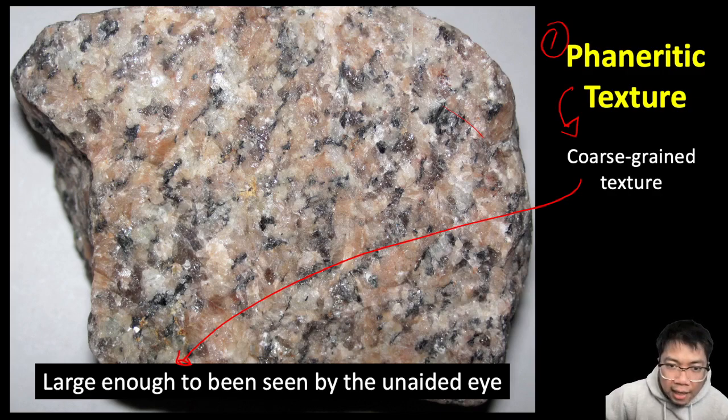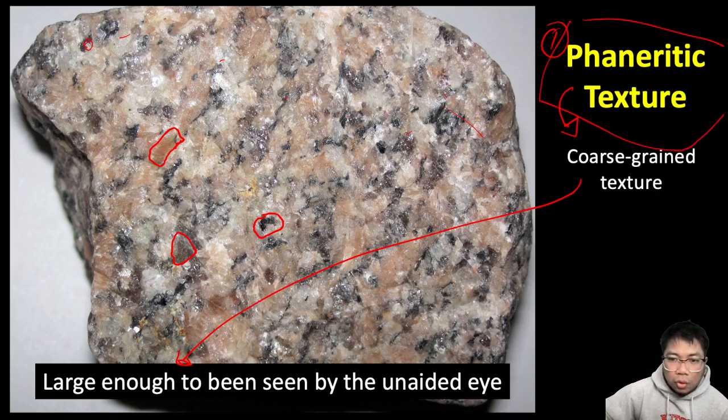Okay, so for example, I can identify these black minerals as individual minerals. I can also look at this different color of mineral right here. That is also another individual mineral. And I can also see maybe these minerals right here, the pinkish mineral that looks like that. That is also another individual mineral. So all of these minerals can be identified by naked eyes. And whenever we have that condition, we would call the texture of these rocks a phaneritic texture or coarse grained texture.